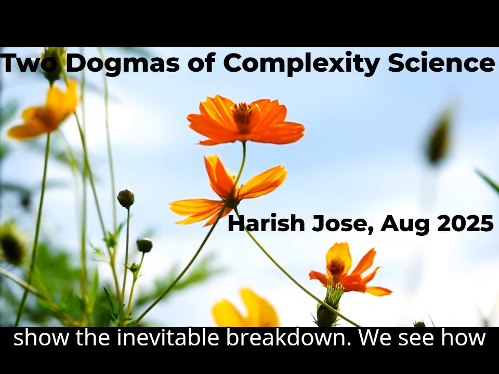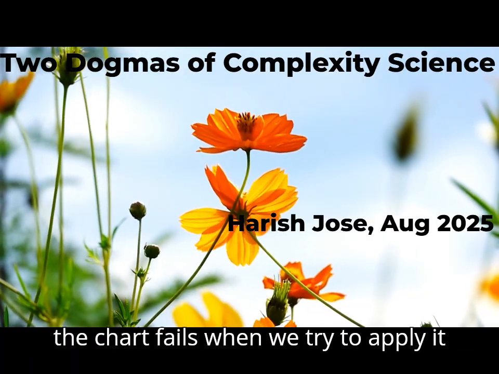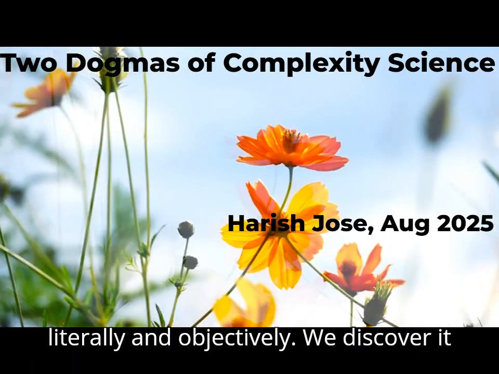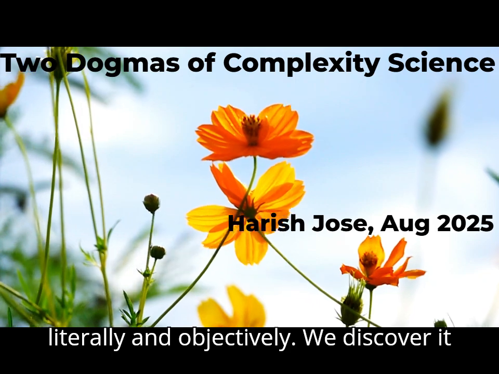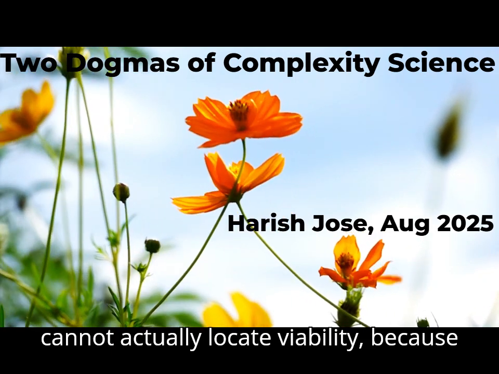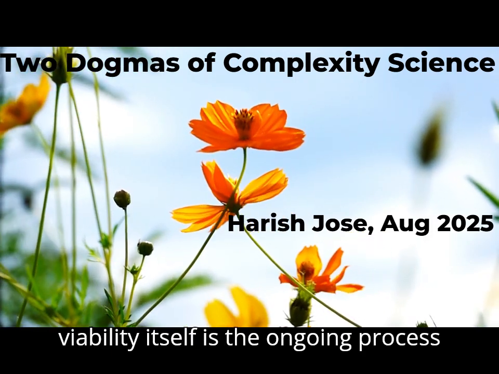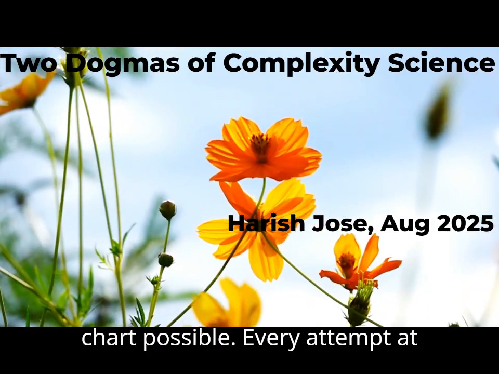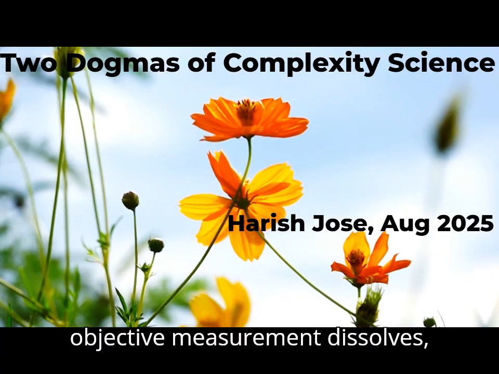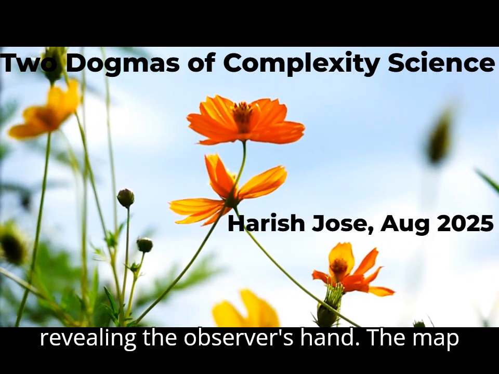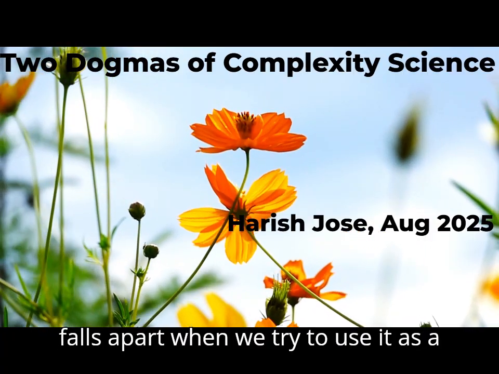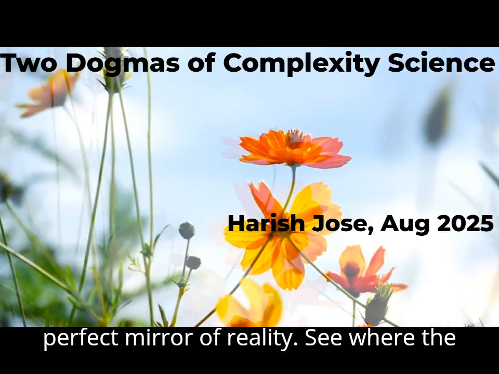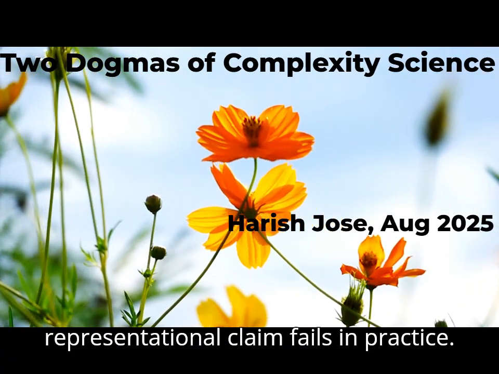Step 4. We show the inevitable breakdown. We see how the chart fails when we try to apply it literally and objectively. We discover it cannot actually locate viability, because viability itself is the ongoing process of distinction-making that makes the chart possible. Every attempt at objective measurement dissolves, revealing the observer's hand. The map falls apart when we try to use it as a perfect mirror of reality. See where the representational claim fails in practice.